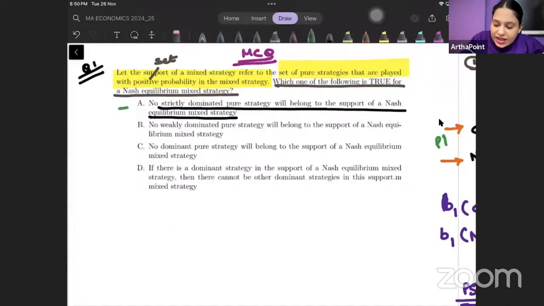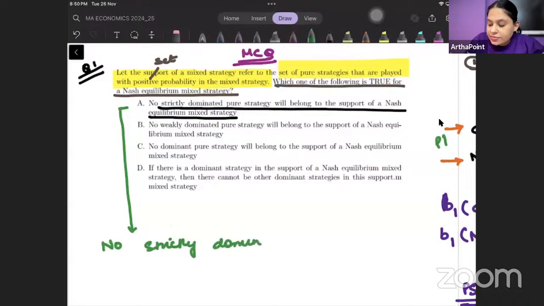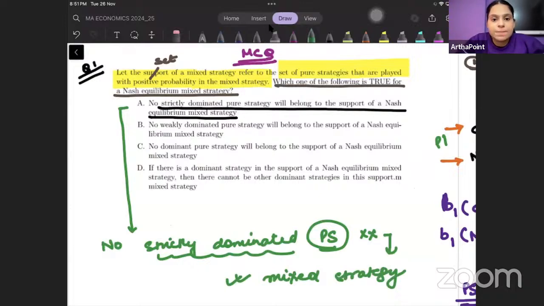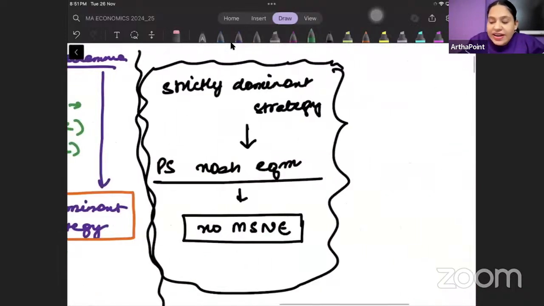तो ऑप्शन नंबर A, if I translate this in Hindi, वो ये बोल रहा है कि कभी भी strictly dominated pure strategy exist नहीं करेगी. No strictly dominated pure strategy will belong in a case there is presence of mixed strategy. In case there is presence of mixed strategy. तो can you understand, ये strictly dominated का बात कर रहा है, dominate करने का नहीं.